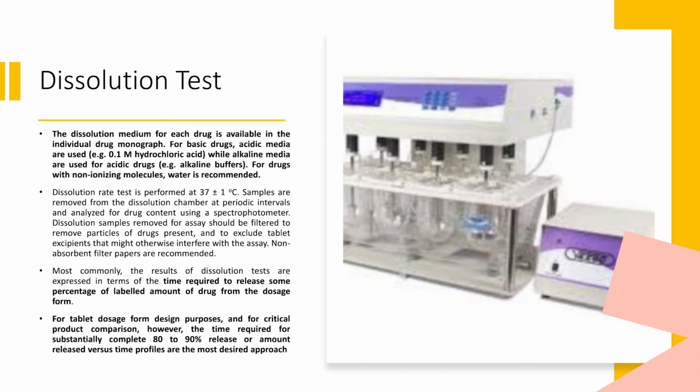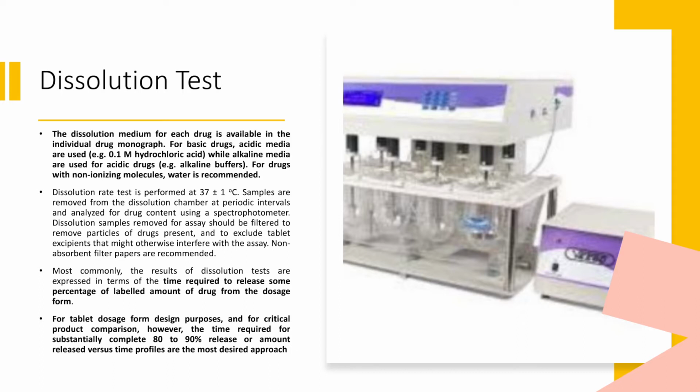For example, 30 minutes, 1 hour, you need to take out the aliquot. Aliquot is the sample which you take out to assess the amount of the drug permeated, the amount of the drug being in solution after that specified period of time. For example, after 30 minutes you take a sample and you try to calculate the drug content in the solution through UV or through HPLC, and you find out that 30% of the drug is released. So you know that in the first 30 minutes 30% of the drug is released.